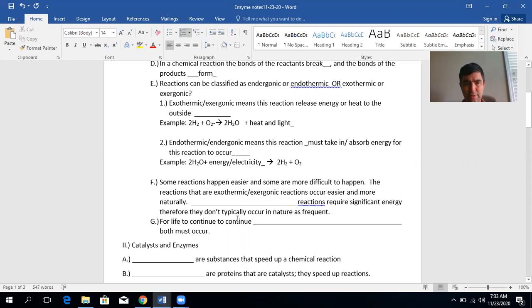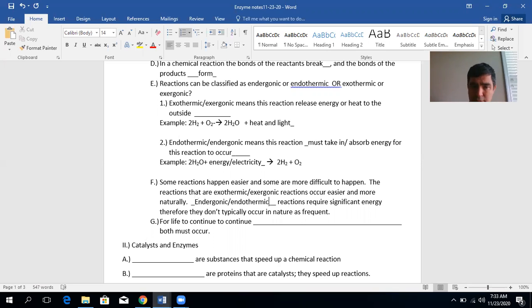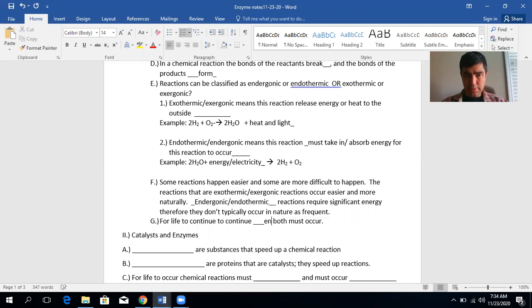Blank reactions require significant energy, therefore they don't typically occur in nature as frequently. Endergonic slash endothermic reactions require significant energy. They don't occur as easily. For life to continue, both endergonic and exergonic reactions must occur. Both endergonic or endothermic and exergonic reactions must occur in order for life to occur. In order for living things to do what they do, both must occur.